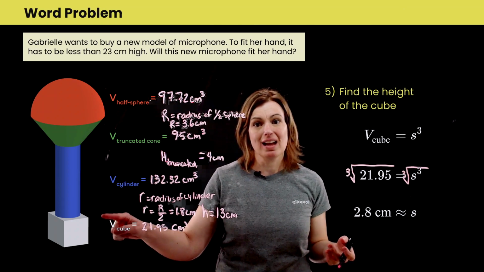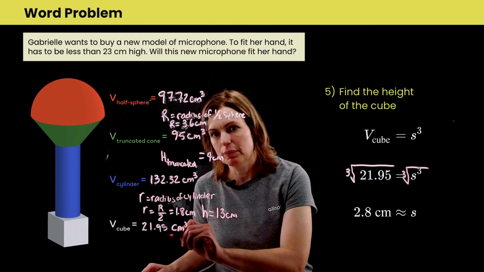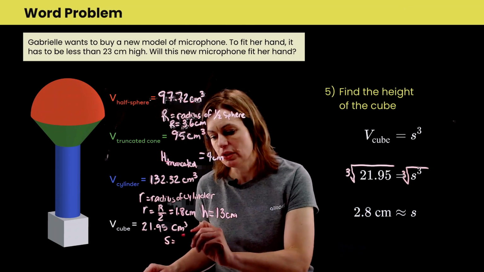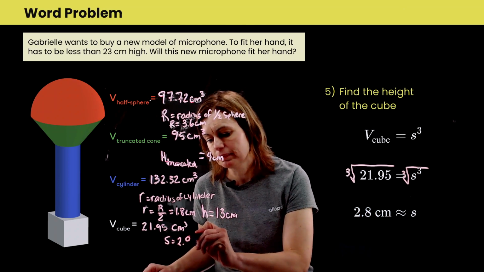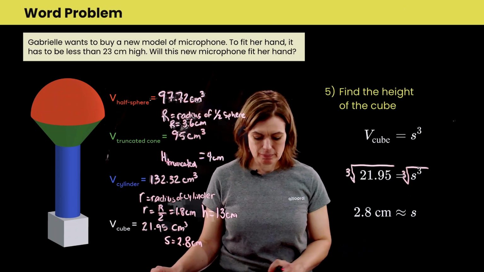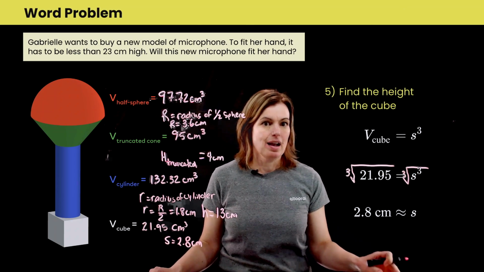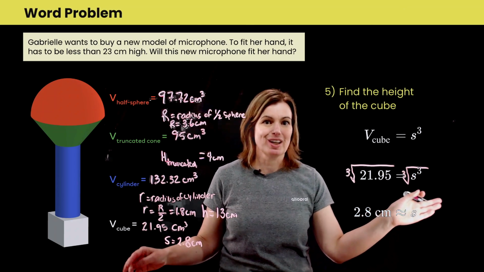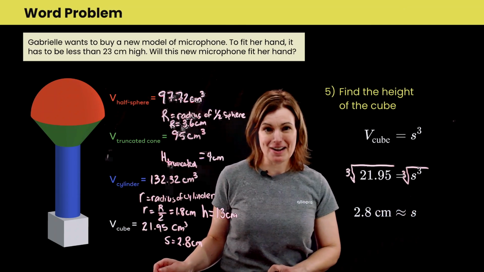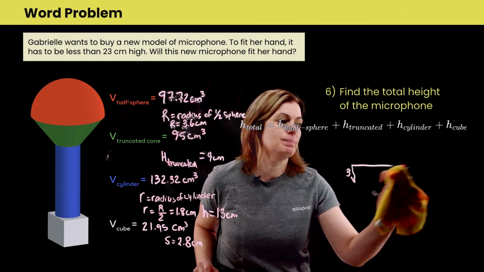So that means that the height of my cube is 2.8 centimeters. So I'm going to write that here, and I'm going to use s because that's what I'm using over here anyway. So just to stay consistent, 2.8 centimeters. Perfect. All right. I want to make sure that I'm looking at the total height of my microphone now. So this is the final step. We've got to take all of these heights and add them together.